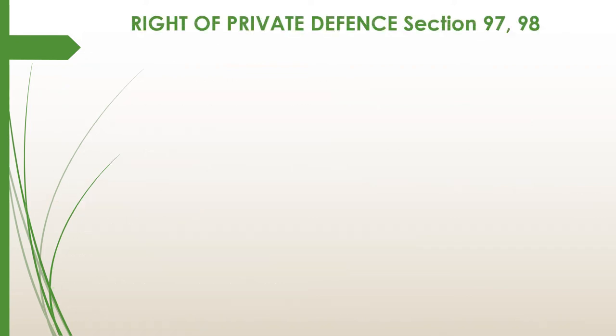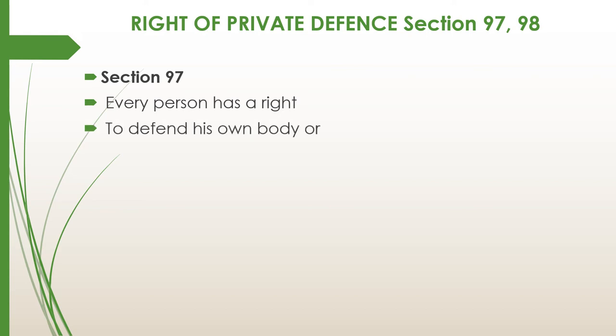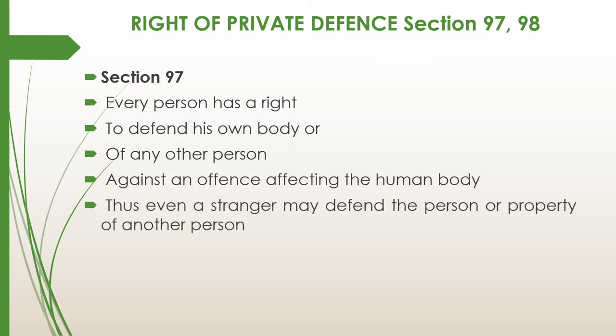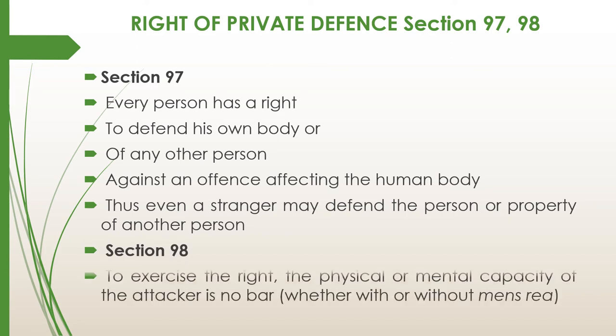Section 97 and 98 describe the general essentials of the right to private defense. Section 97 says that every person has a right to defend his own body or the body of any other person against an offense affecting the human body. Thus, even a stranger may defend the person or property of another person. Whereas Section 98 says that to exercise the right, the physical or mental capacity of the attacker is no bar, whether with or without mens rea.